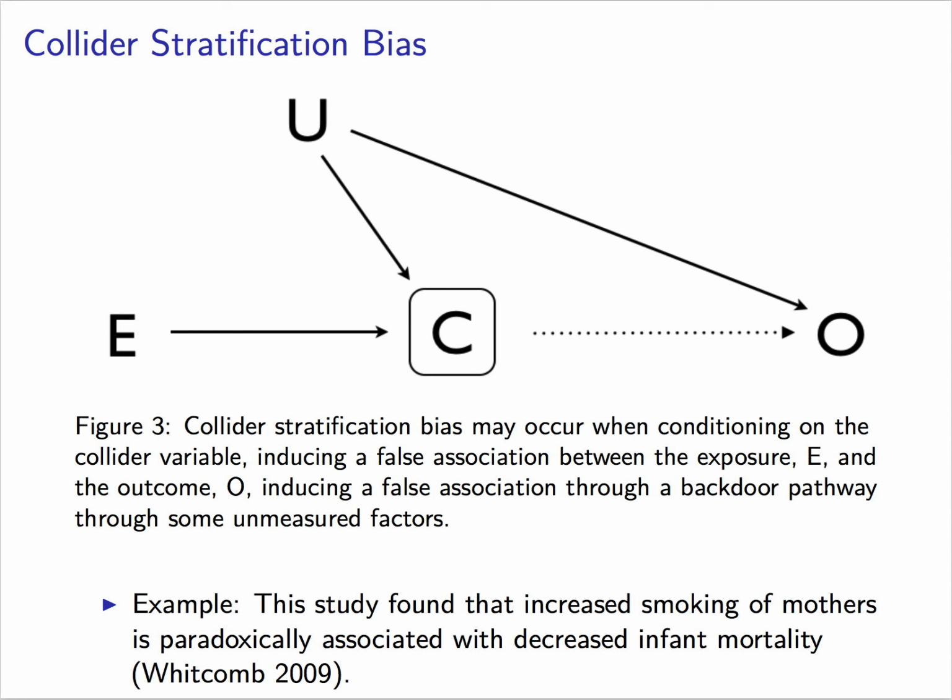Collider stratification bias may occur when conditioning on the collider variable. So this, here in our graph, is what we refer to as the collider variable. This can induce a false association between the exposure E and the outcome O, inducing a false association through a backdoor pathway through some unmeasured factors. These unmeasured factors, we don't even have to know about them. They just are there, and because we condition on that collider variable, we get problems.